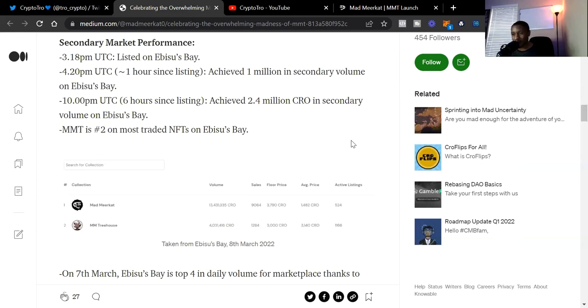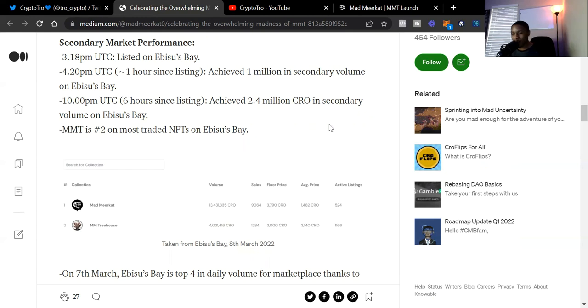This drop absolutely crushed the Cronos blockchain. And just looking at the secondary volume on Ebisu's Bay, you can see that this is a hot NFT project, man. And just like Mad Meerkat, I just so happened to get in Mad Meerkat right before it exploded to the 3790 floor price. I think I got in right at like 900 Crow, man.